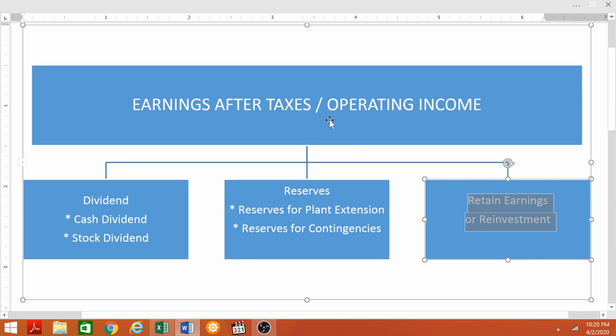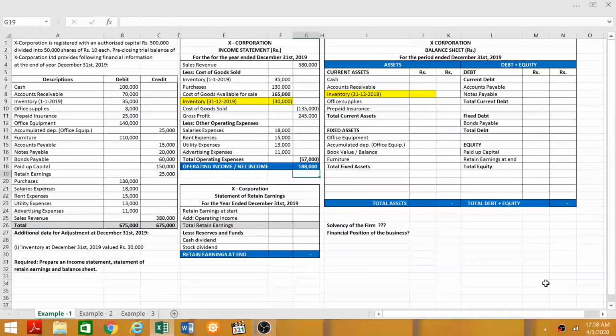So hopefully now let me explain to you the statement of retained earning. How would I construct a statement of retained earning? We can understand with a numerical example. First of all, you have to write the opening balance of retained earning here. You can find the retained earning balance at start from your pre-closing trial balance. Just check in the pre-closing trial balance whether there is any opening balance of retained earning. Yes, there is an opening balance of retained earning which is equal to 25,000. I am writing here rupees 25,000.